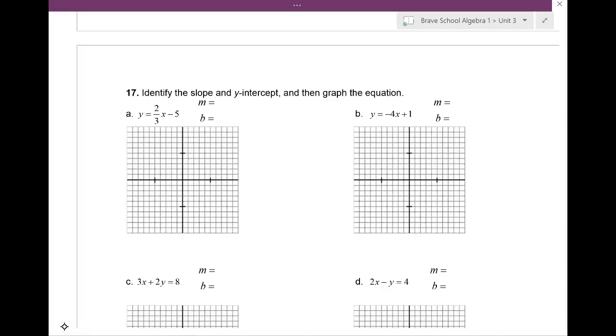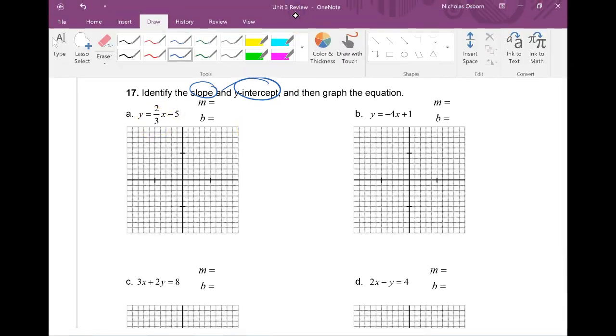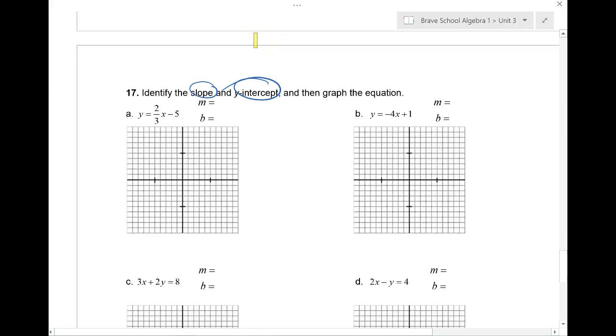Alright guys, this is page 4, the last page of your review. This is just graphing lines. Okay, so the first thing you guys need to do is identify the slope and the y-intercept, and then we can graph the equation. So in this first problem, in the first two problems I should say, the slope is the number in front of x. So positive 2 over 3, and over here it's negative 4.